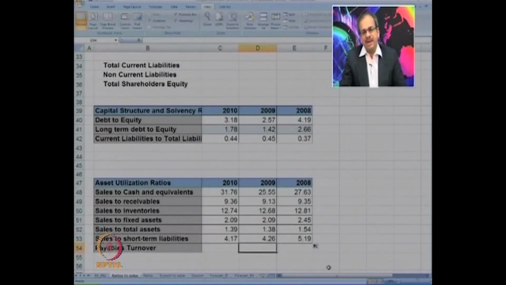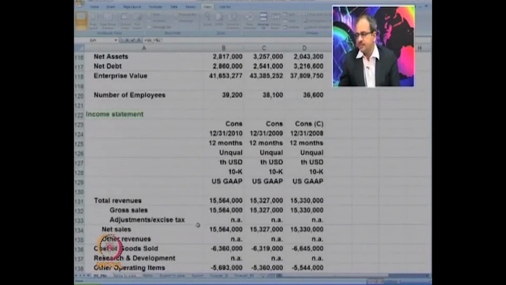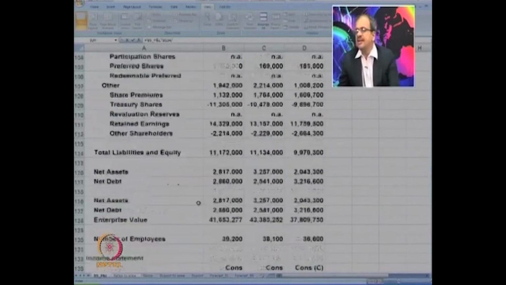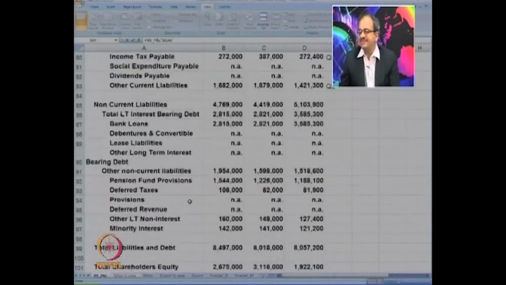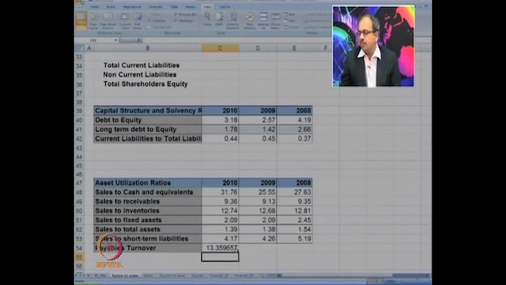Now look at the payables turnover. In payables turnover we will try to relate sales to its payables or creditors. So net sales divided by, look at the current liabilities, you will observe there is an item called trade creditors. So these are the payables in the short term.